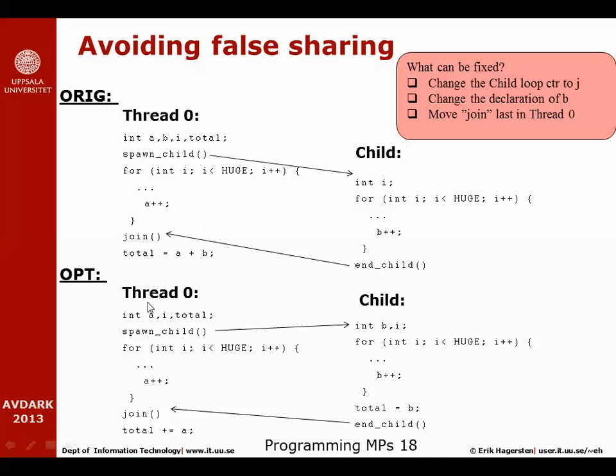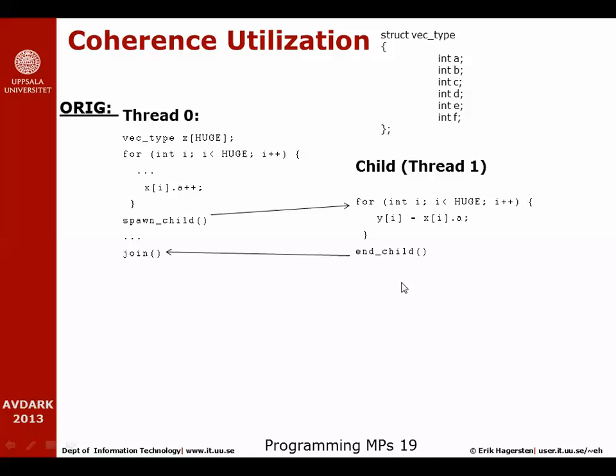Pulling things apart is sometimes called padding as well, and that is often used to avoid false sharing. But of course, with the thread local variable is a much nicer way to do it. Finally, I'm going to look at an example which I refer to as a coherence utilization problem.